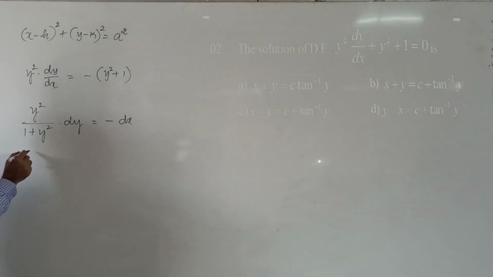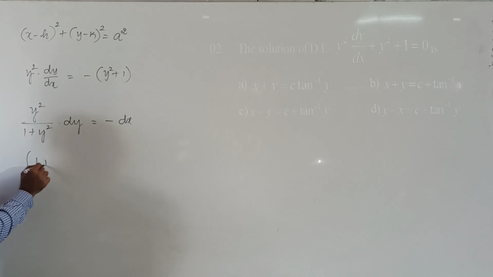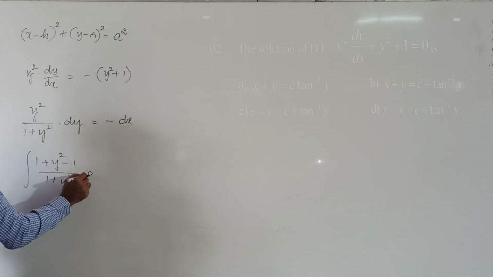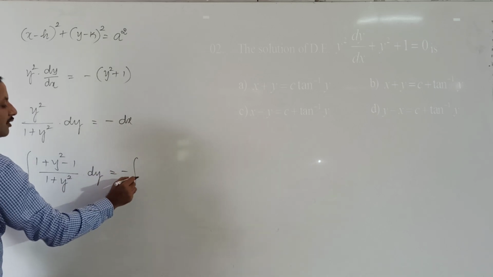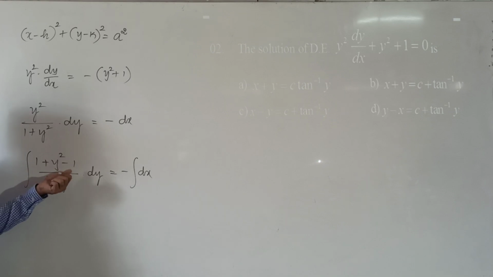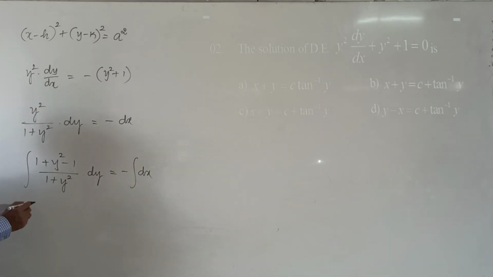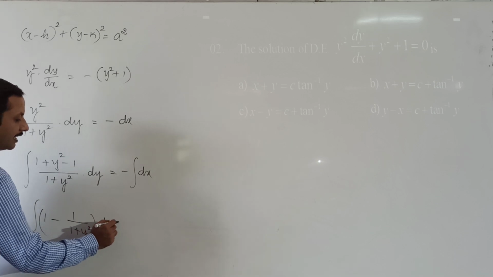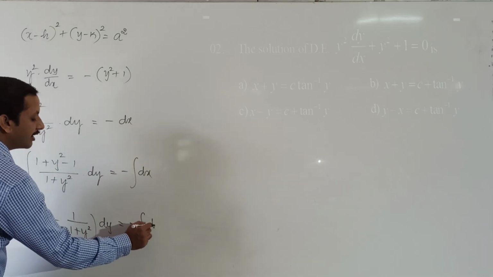Let us integrate this. Integral of, while integrating I will add 1 here, (1 plus y square minus 1) divided by (1 plus y square) into dy is equal to minus integral of dx. So, I have added 1 and subtracted 1. Now, we will split this into two terms. (1 plus y square) by (1 plus y square) will give you 1, minus 1 by (1 plus y square), into dy is equal to minus integral of dx.